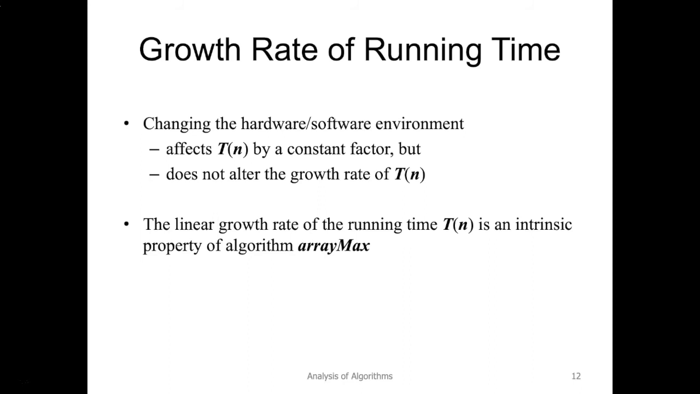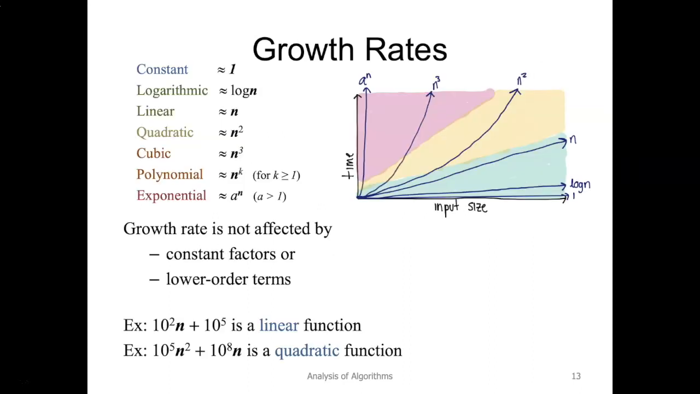So we're going to look at growth rates of algorithms. There are a few common ones that we'll see. And remember, this growth rate isn't affected by constant factors or lower order terms. For example, we had that array max took 7n minus 1 primitive operations, but we still refer to this as a linear function.